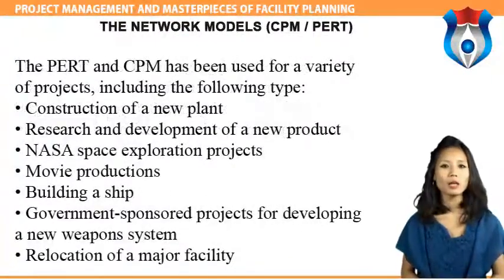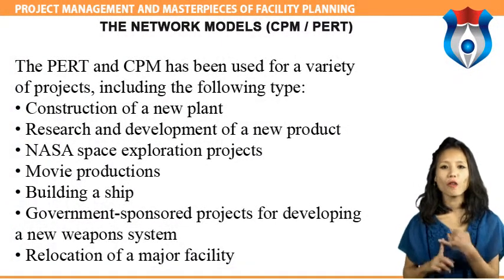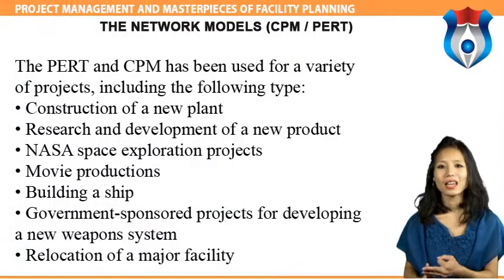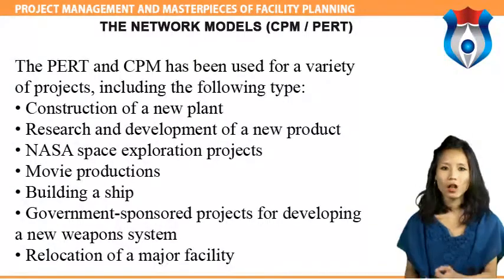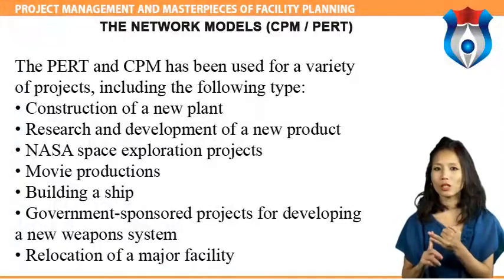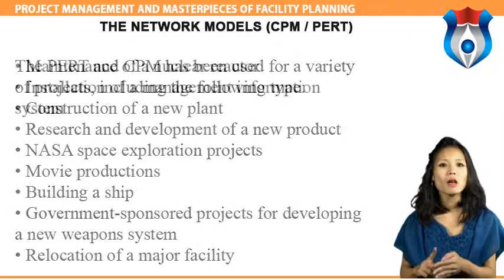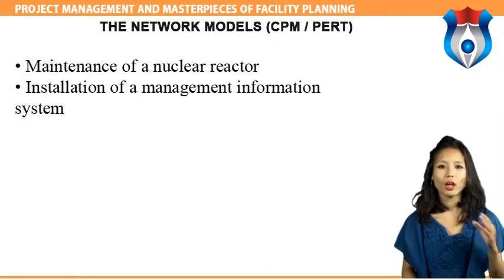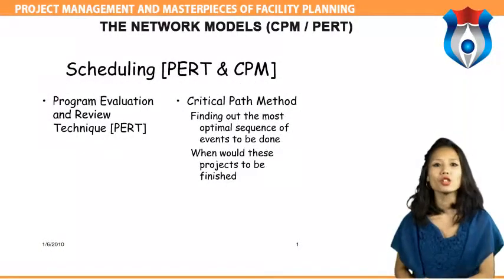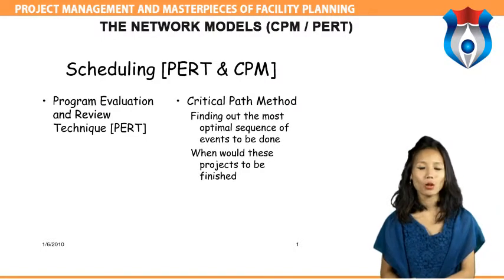PERT and CPM have been used for a variety of projects, including the following types: construction of a new plant, research and development of a new product, NASA space exploration projects, movie production, building a ship, government sponsored project for developing a new weapons system, relocation of a major facility, maintenance of a nuclear reactor, installation of a management information system.